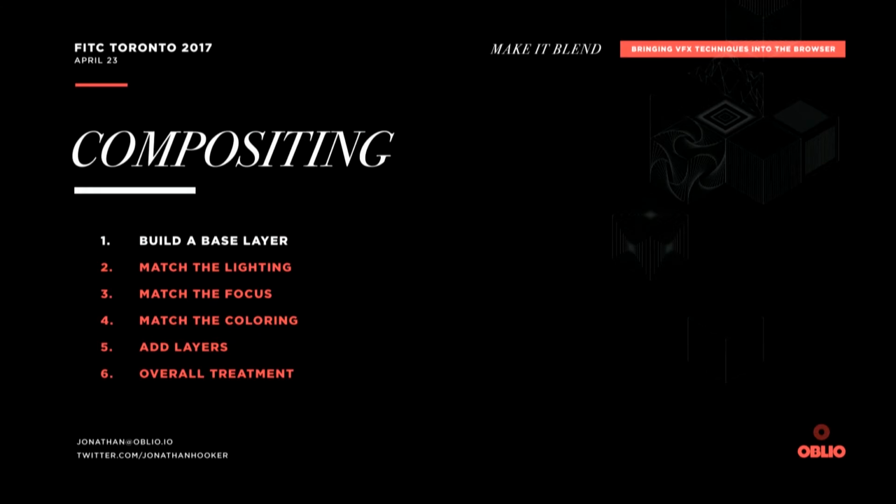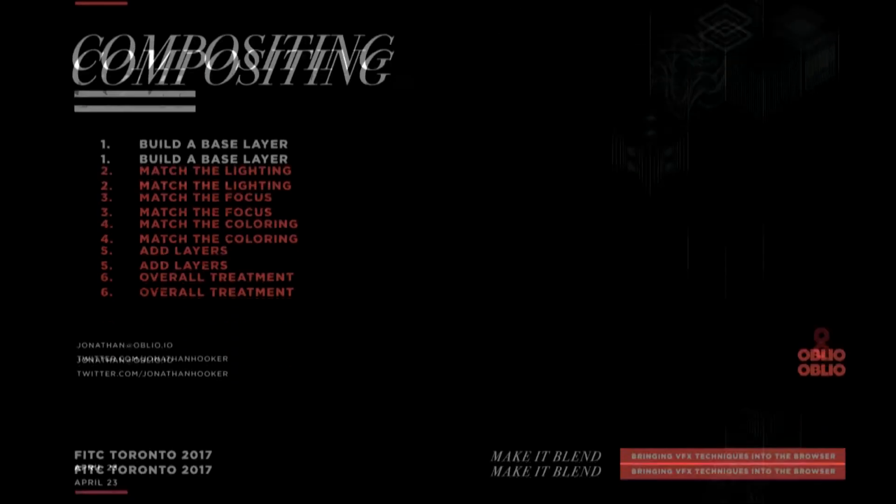Okay, how do you start? In any good composite, you've got to start with your base layer. And so for the sake of this talk, I'm going to assume that in our project we're given a photographic scene of some sort, and we're trying to add WebGL into that scene. So our base layer is going to be that photograph that's delivered to us.